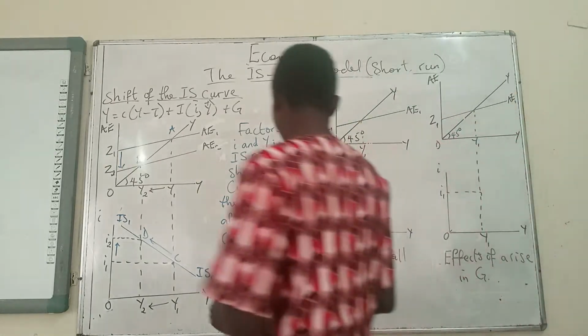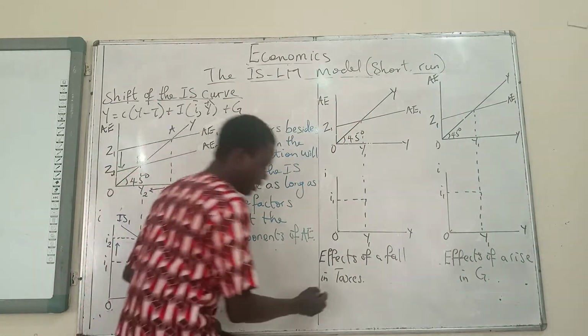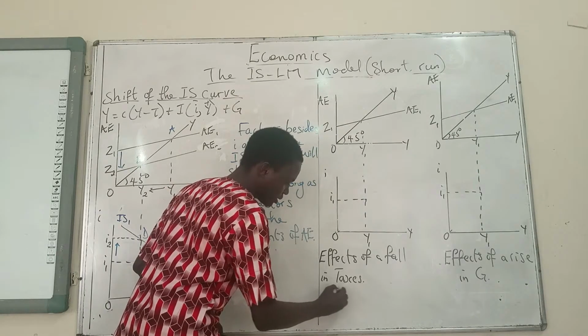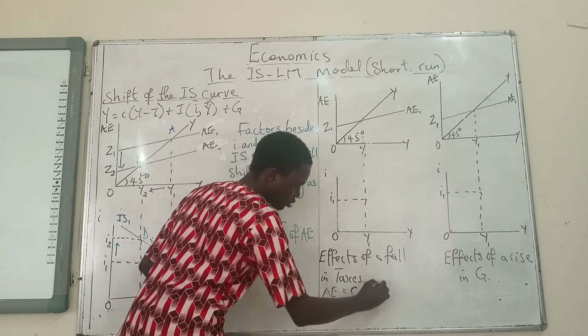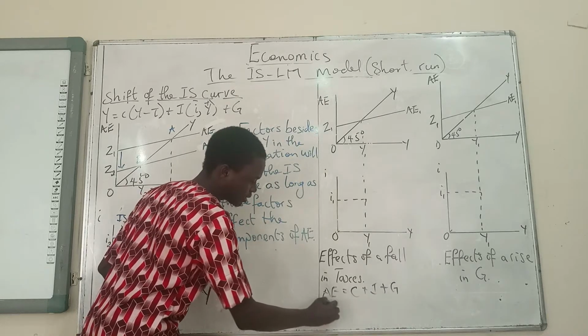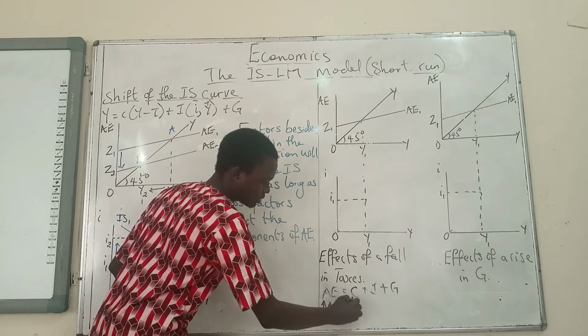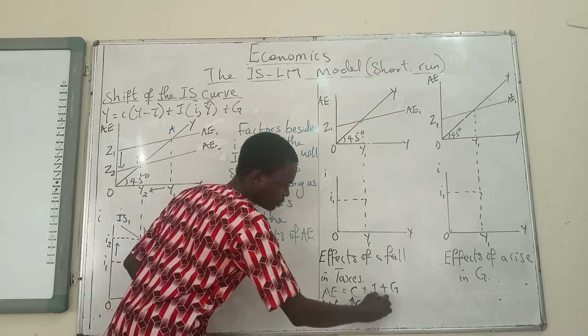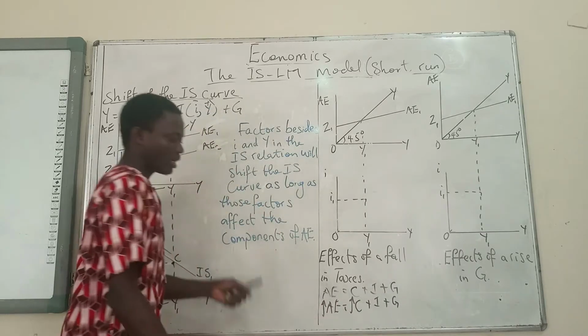Why? Because aggregate expenditure is this: C plus I plus G, right? So this would rise, AE would rise, because C is rising, plus I plus G, of course. So that's what is happening.